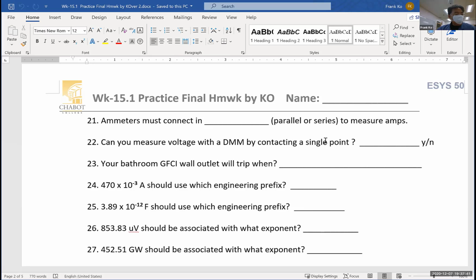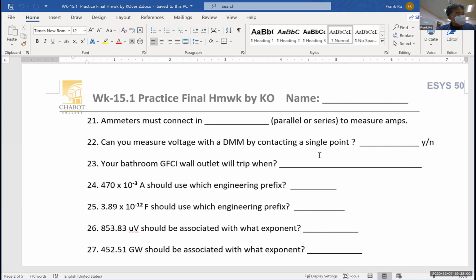Short. When the best answer is when a ground fault is detected. It is a short, yes, but specifically a ground fault. Okay, any questions on 21 through 23? 24 through 26, that will go to ESYS.